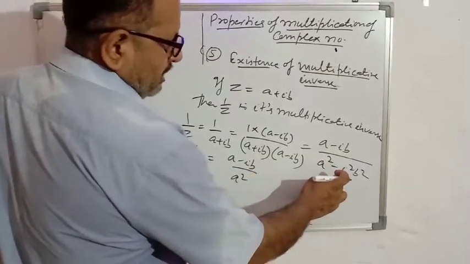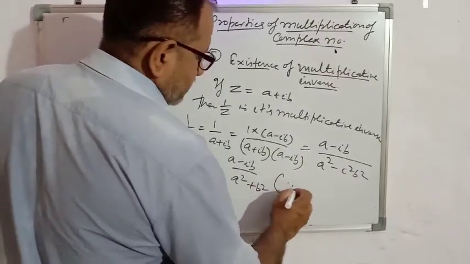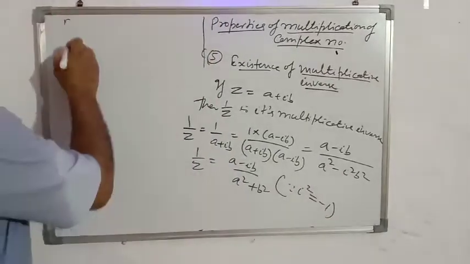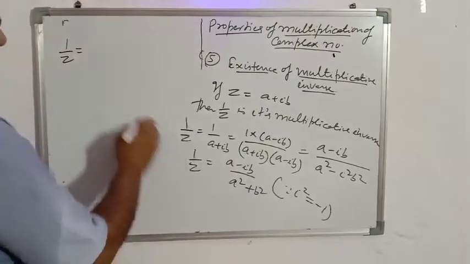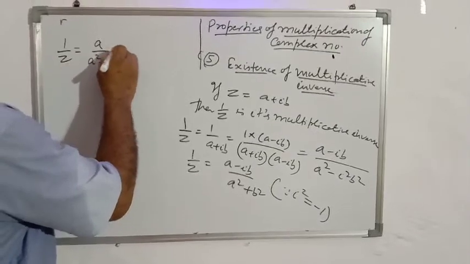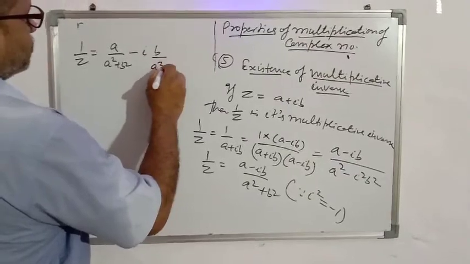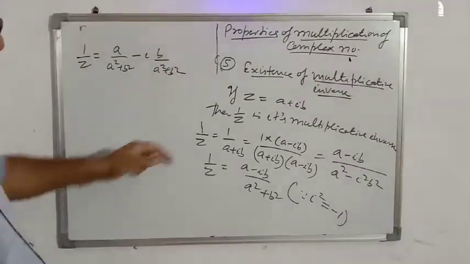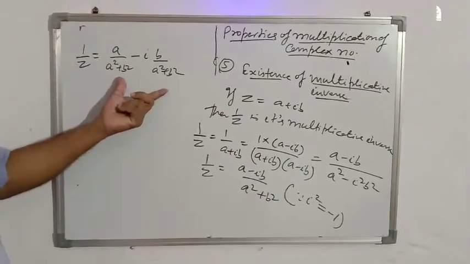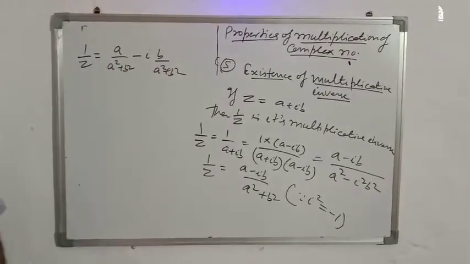I square value is minus 1, so minus into minus plus b square, since i square is equal to minus 1. So 1 by z can be written as a upon a square plus b square minus i into b upon a square plus b square. So for z equal to a plus ib, its multiplicative inverse 1 by z is a upon a square plus b square minus i into b upon a square plus b square.